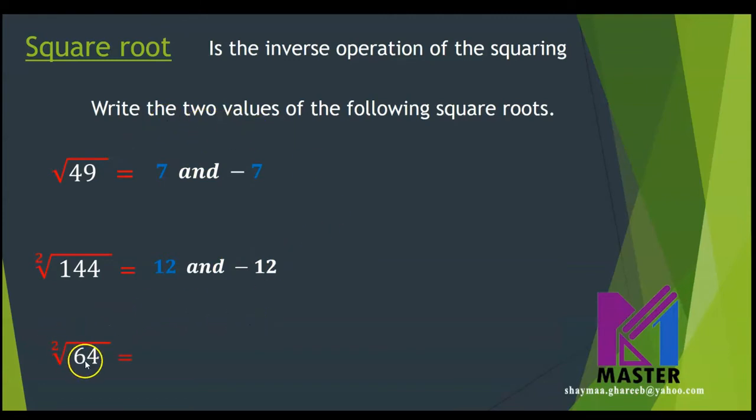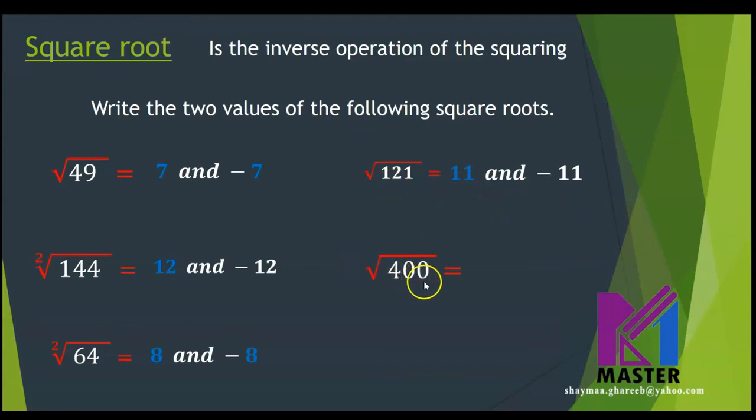Square root of 64. 64 is a square number of number 8. So the answer will be 8 and negative 8. What about square root of 121? 121 is the square number of number 11. So the answer will be 11 and negative 11.